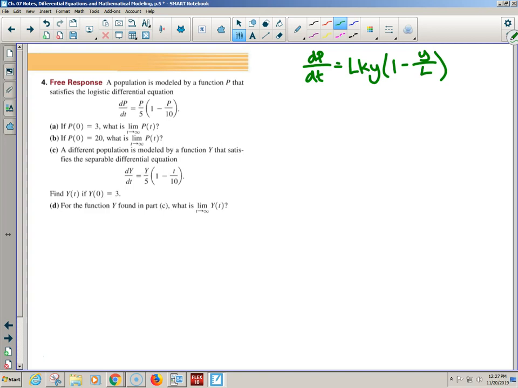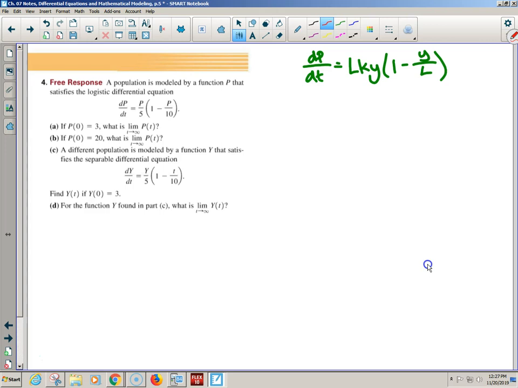The differential equation of logistic growth. Does that help to know that that fits into that pattern? Okay. So what's going on at A? If it says P of 0 is 3, they give us an initial condition. Uh-oh, they might ask something of us soon.